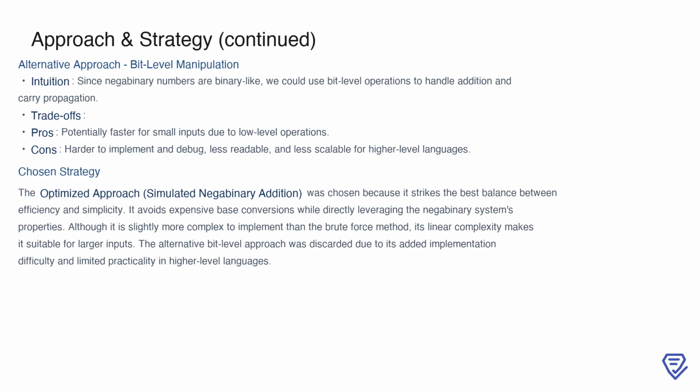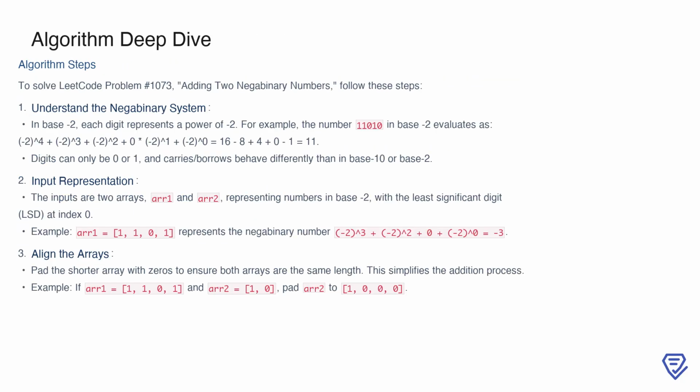To solve the problem of adding two Negabinary numbers, we first need to understand the Negabinary system itself. In base -2, each digit represents a power of -2. For instance, the Negabinary number 11010 evaluates to 16 - 8 plus 4, plus 0, -1, resulting in a final value of 11. Here, the digits can only be 0 or 1, but what makes this system unique is how carries and borrows work differently compared to base 10 or base 2.